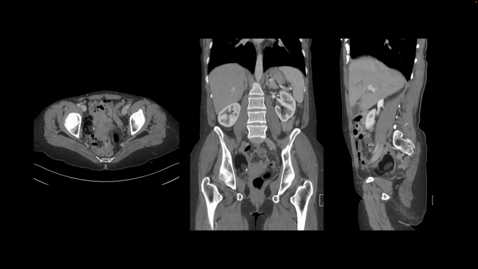Here's our next patient, and they had a CT of the abdomen and pelvis. Here we have a fat attenuation tumor in the left side of the pelvis with eccentric focal calcifications, also seen right here and here in a female patient. This is most definitely a mature cystic teratoma or dermoid cyst.